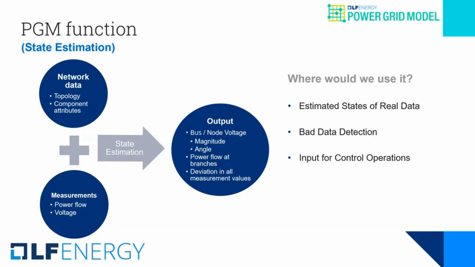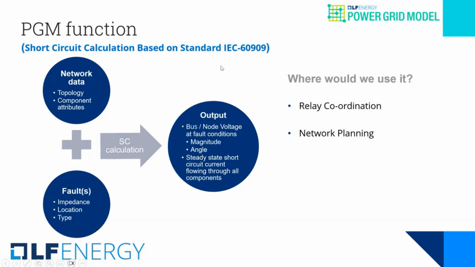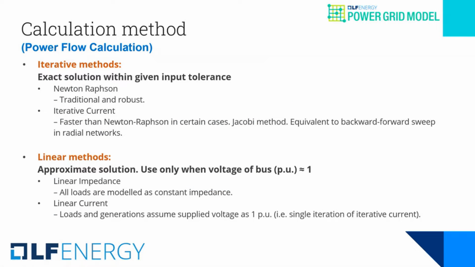Another one is state estimation, where we have the network data and the measurement of power flow in the cable or the line, and we also have the voltage data, with which you can estimate the status of the grid. It's more like an estimating algorithm. The third one is the short circuit calculation based on the IEC standard, where we can simulate the fault with a single impedance, and you can define the location and the type of the faults in the Power Grid Model.